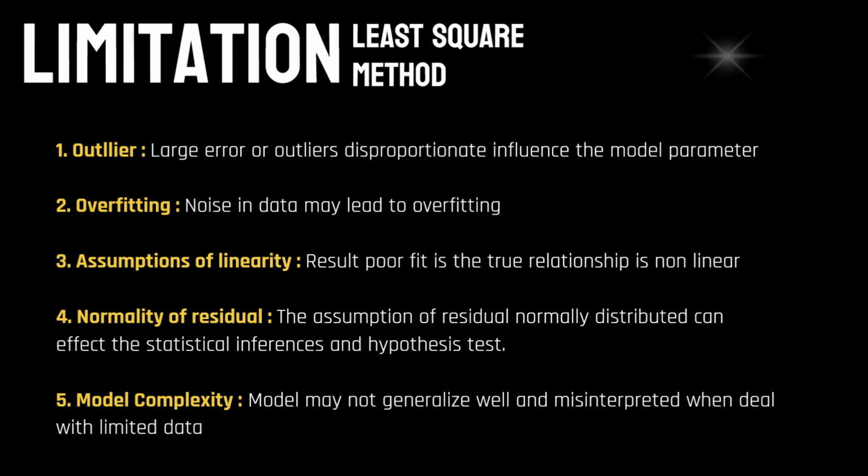The third one is the assumption of a linear relationship between the variables, which may result in a poor fit if the true relationship is nonlinear. Fourth is normality of the residuals. Least squares may assume that the residuals are normally distributed, and departure from normality can affect the validity of statistical inferences and hypothesis tests. In the presence of limited data, this model can lead to an overly complex model that may not generalize well and may be misinterpreted due to the complexity of the modeling.